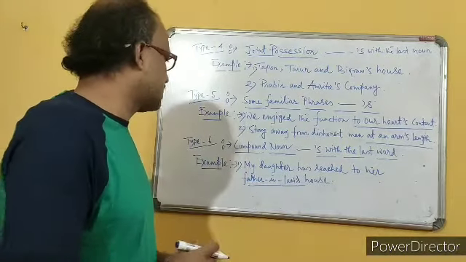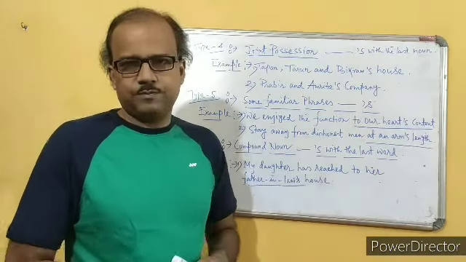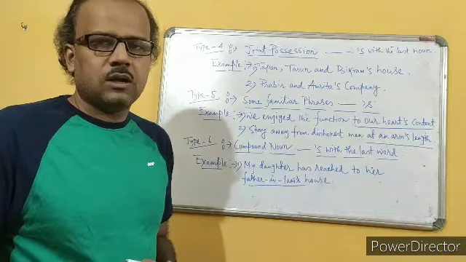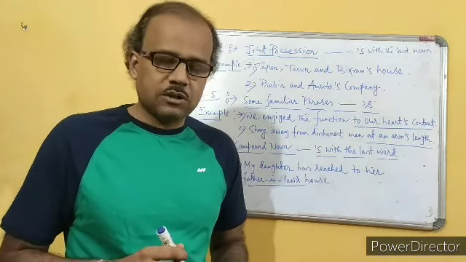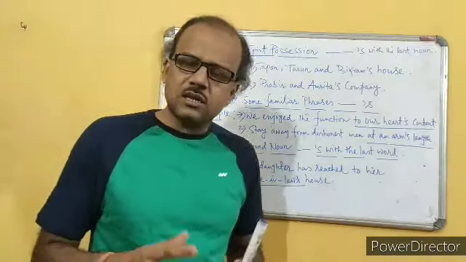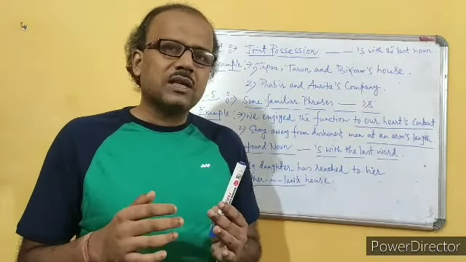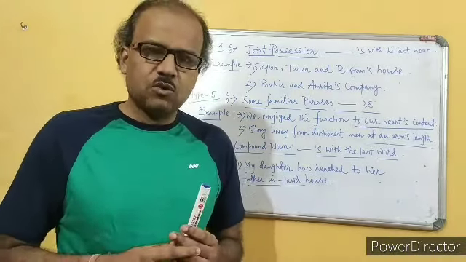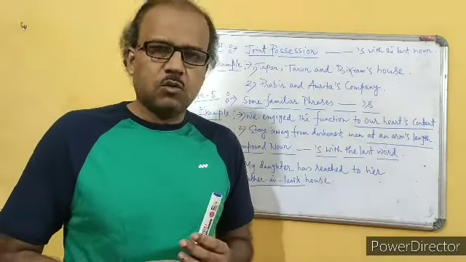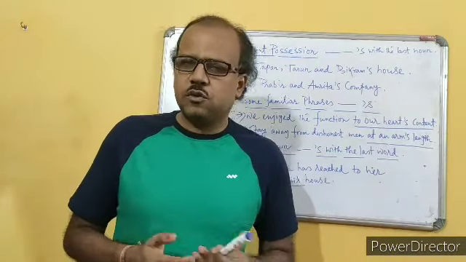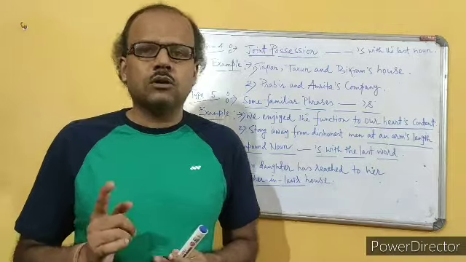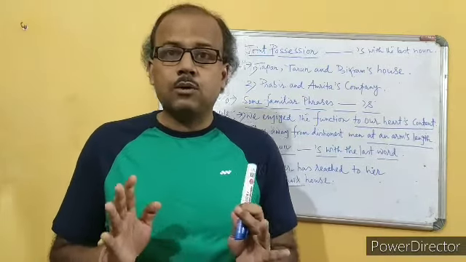Look at type 6. Compound noun. A noun that is a compound noun. That means a noun that is constructed, a noun that is formed with more than one word. When it's a noun and the noun is formed with more than one word, it is called a compound noun.